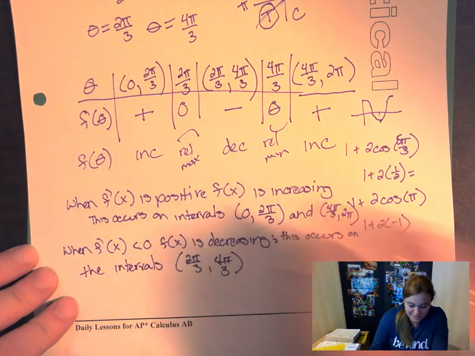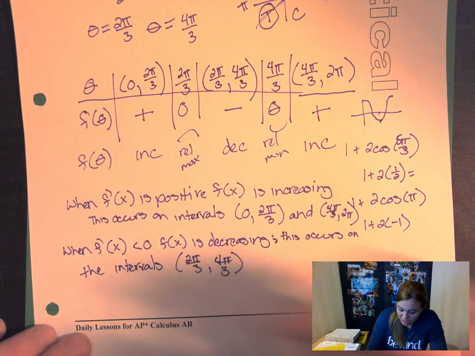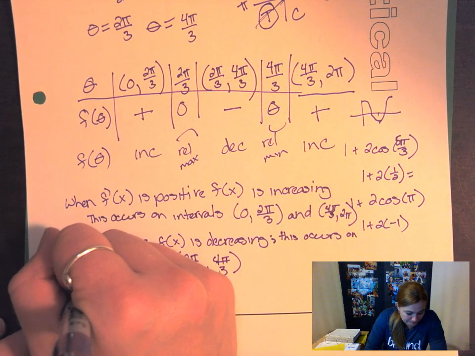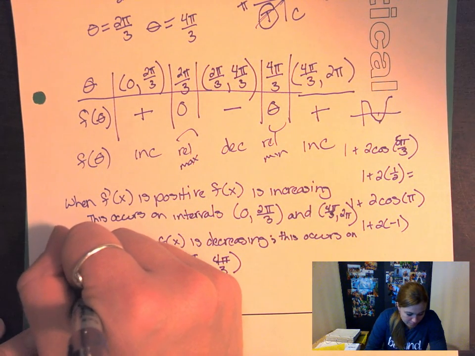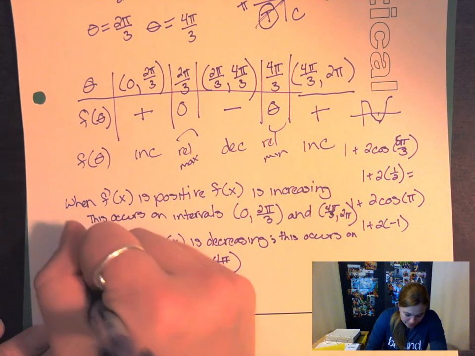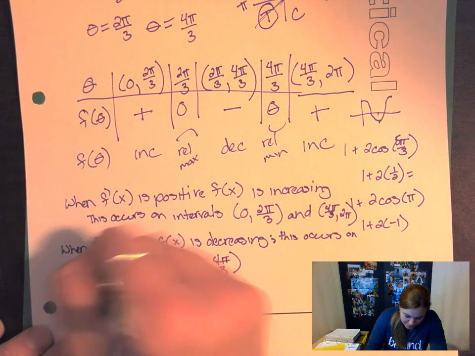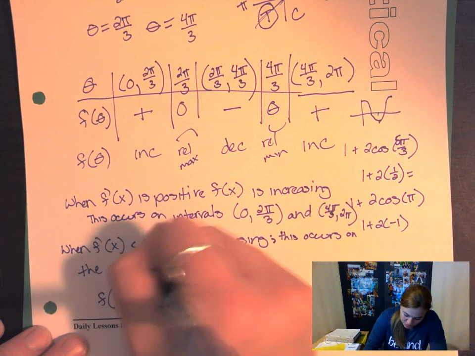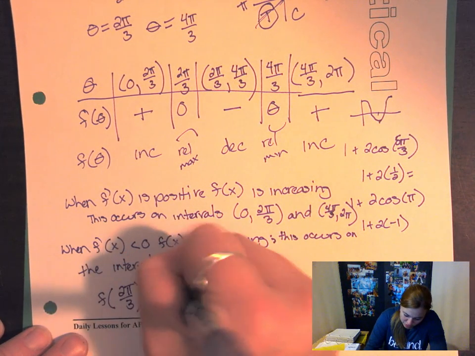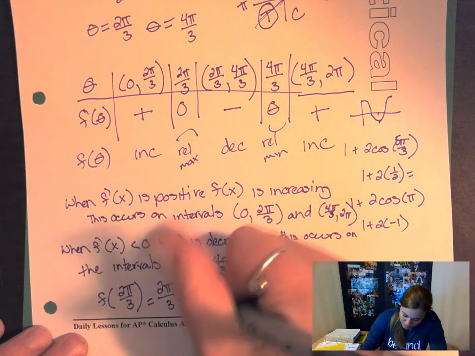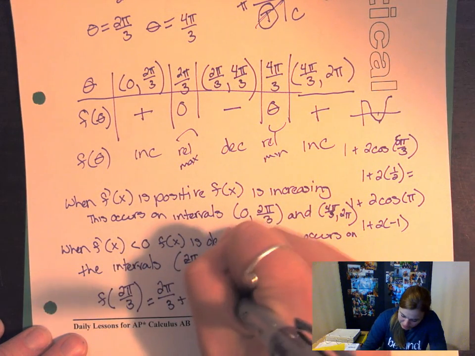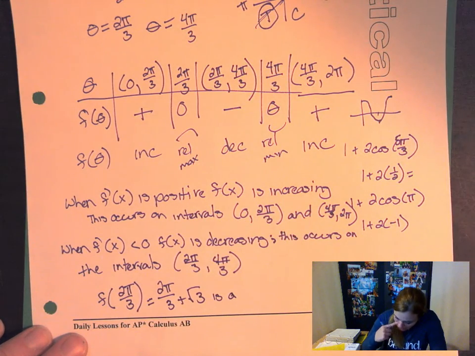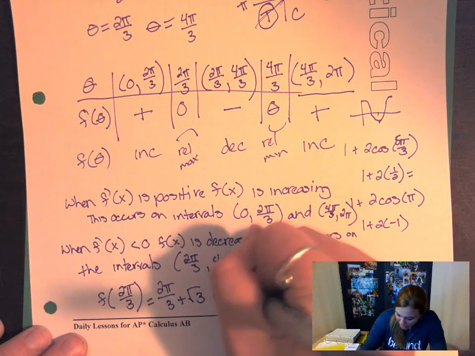I don't know why I'm saying this still because I'm going to cut this part out. And I'm going to say f of 2 pi over 3 equals 2 pi over 3 plus square root of 3 is a relative max.